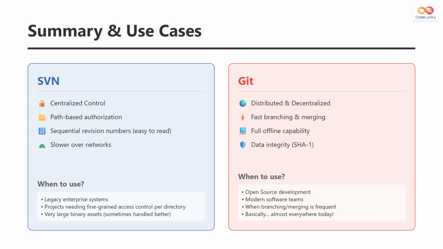To summarize, SVN offers centralized control and is often easier for non-technical users to grasp initially because of its simple workflow. It is still used in some legacy enterprise environments or for projects with massive binary assets. Git offers decentralization, speed, and robust offline capabilities. It is the industry standard for modern software development, used by open-source projects and major tech companies alike. For most new projects today, Git is the clear winner.